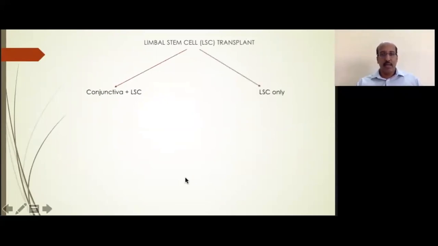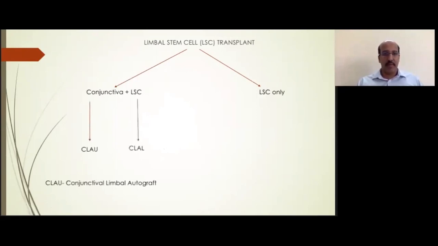Earlier, we used to do conjunctival limbal autografts and conjunctival limbal allografts, where we used to transfer limbal stem cells along with the 3 to 4 mm of conjunctiva. This whole unit used to be around 3 clock hours on either side, superiorly and inferiorly, from the donor eye. And just like I told you, if it is from the other eye, it is called a conjunctival limbal autograft.